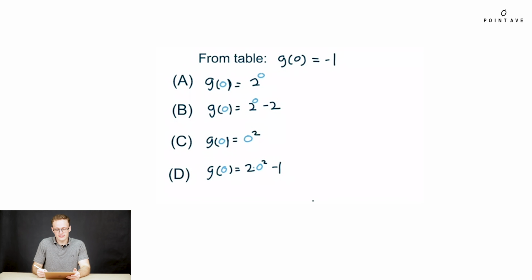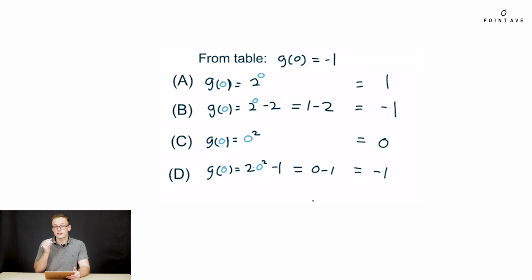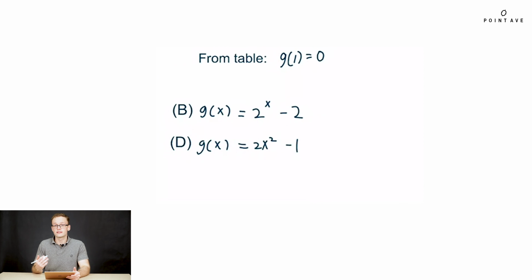Just remember that anything to the power of 0 is 1. Evaluating each of these, we can find the y-intercepts of all of our functions in our answer choices. Matching with what we found from our table, we can then eliminate both A and C because they don't match. So that leaves us just with B and D.